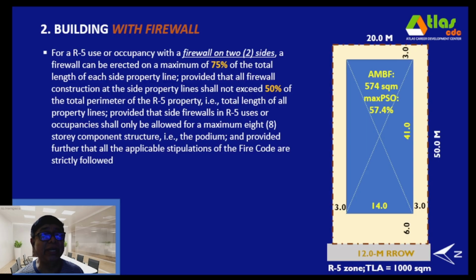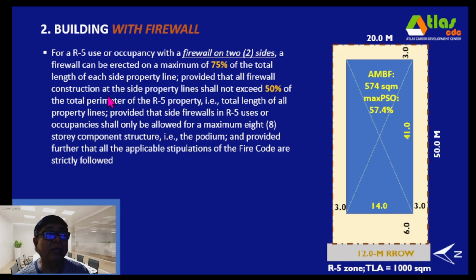Sabi dito, ang firewall daw for R5 use or occupancy with a firewall on two sides, a firewall can be erected on a maximum of 75% of the total length of each side property line. So sa bawat side ng property, pinaka-maximum na pwede mong ilagay na firewall length ay hanggang 75% lang ng 50 meters.